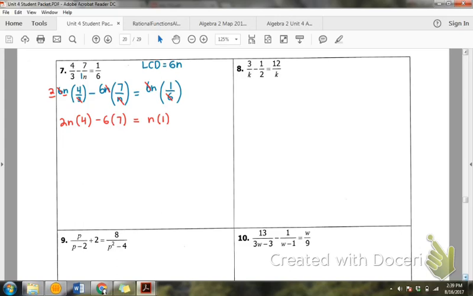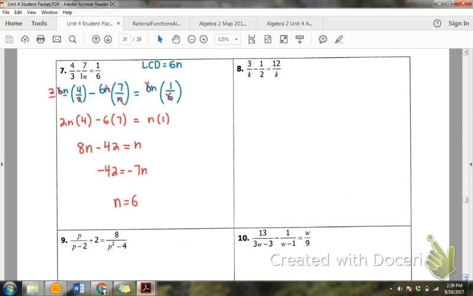Okay, so now let's simplify everything. I have 8n minus 42 equals n. Notice all my fractions went away when I multiplied by the least common denominator. Can you solve this problem? You can, right? Since we already have a variable on the right side, let's move 8n over to the right side. So if I subtract 8n, I get a negative 7n. And then if we divide by negative 7, we get n to be 6.